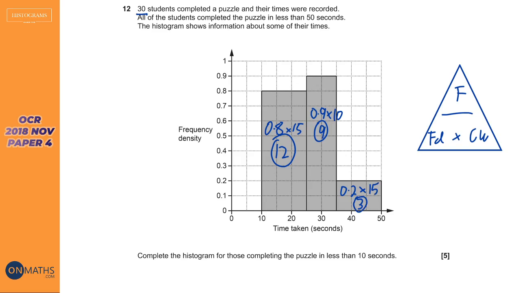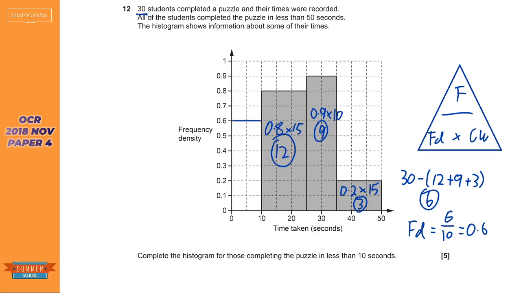Okay, so we add those together, and then take it away from 30. So 30 take away 12 plus 9 plus 3 on the calculator. If you've got it, you might as well use it. Leaves us with 6. So our last bar needs to have a frequency of 6. So we need to work out the frequency density. So frequency density is the frequency which we have as 6 divided by class width, which is 10, which would be 0.6. And so our bar will be at 0.6.